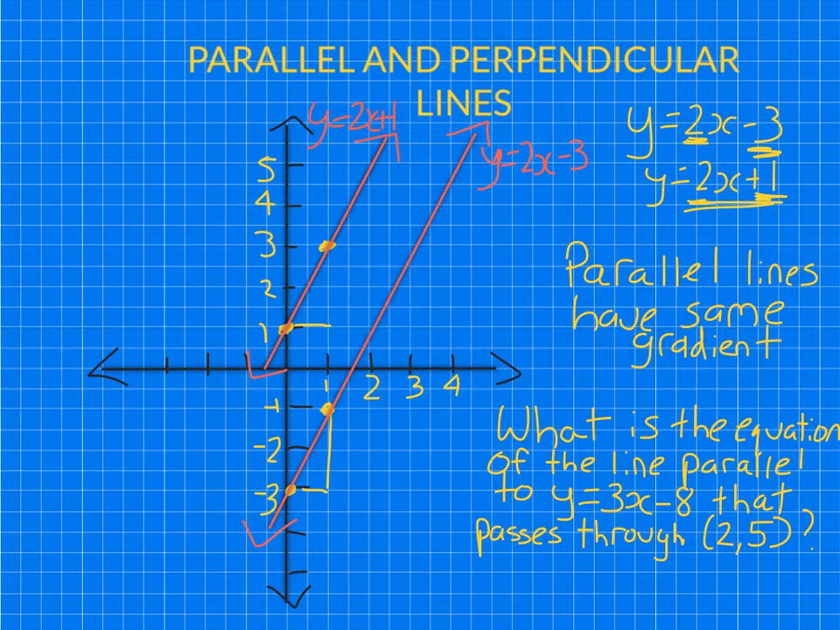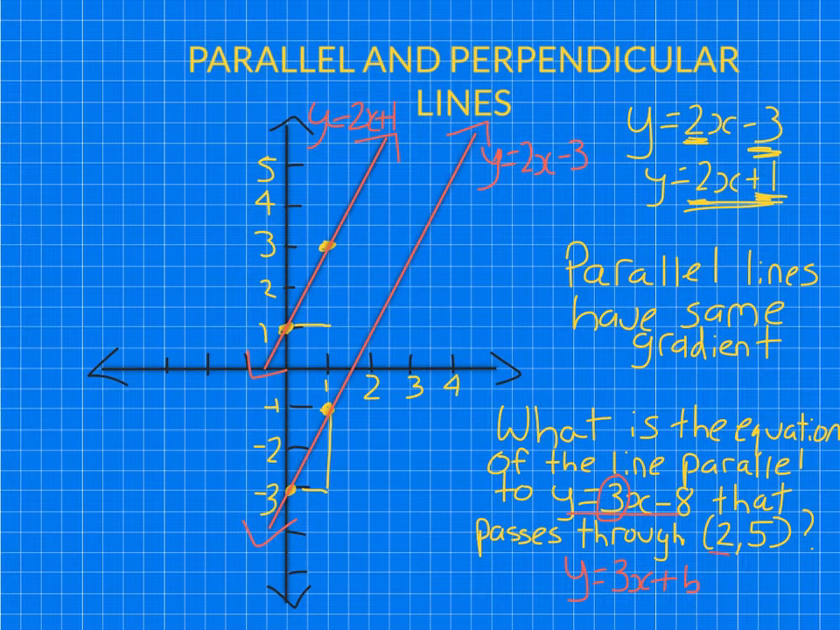Now, we don't actually need to draw a graph for this, because we know y equals 3x minus 8 has a gradient of 3. So any line parallel to y equals 3x minus 8 also has a gradient of 3. So our line is going to be of the form y equals gradient times x plus the y-intercept. We just need to find what number goes in that box. And of course, we usually call the y-intercept b. So we're going to find the value of b.